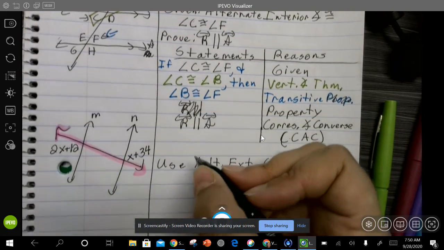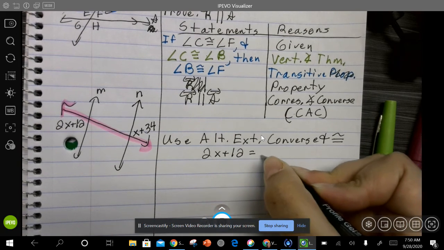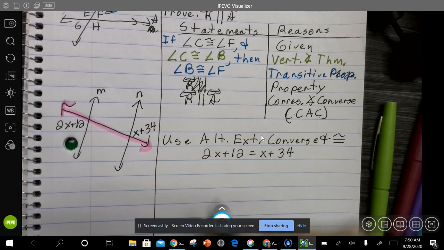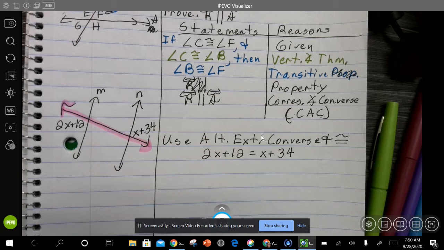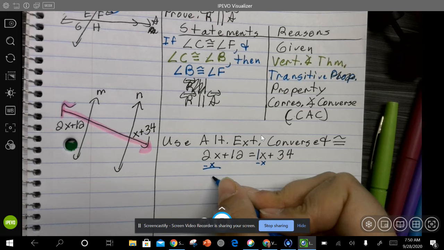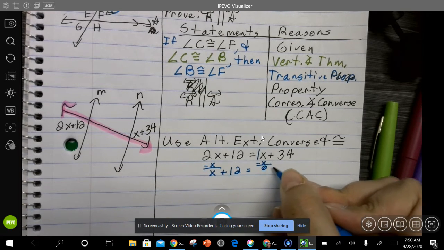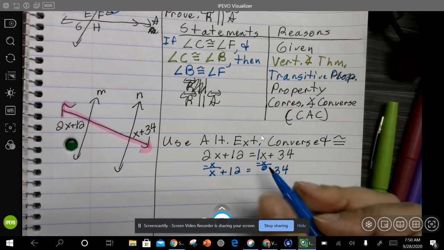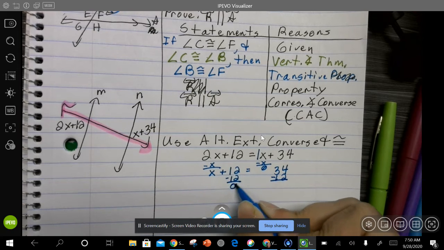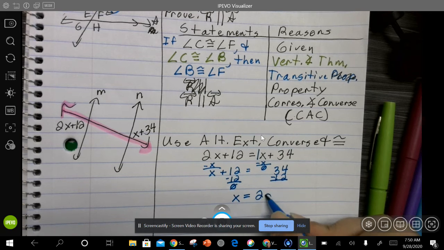So we're going to set those two equal to each other, everybody, and go ahead and solve. So 2x plus 12 is equal to x plus 34. Remember, it has that invisible 1 in front of it. Subtract x from each side. So we get x plus 12 equals 0 plus 34. We bring down the 34. Use our subtraction property of equality. Subtract 12 from each side. 34 minus 12 is going to be 22.